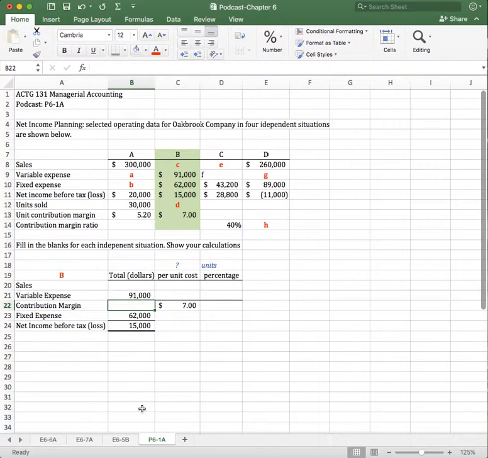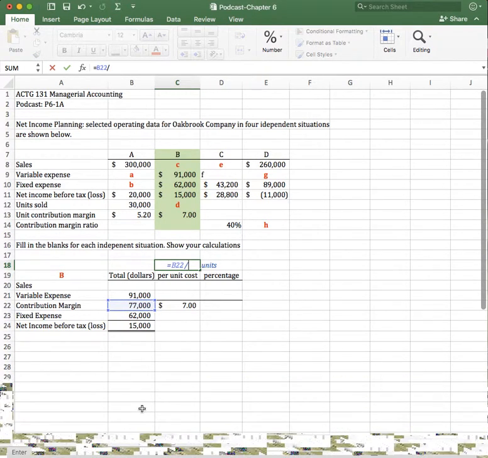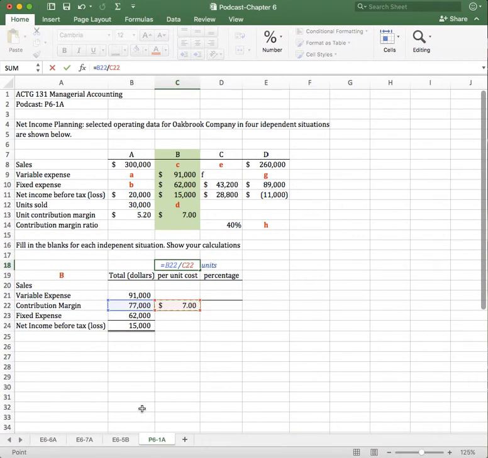Well, first, let's start with the contribution margin. So the contribution margin is the fixed expense plus the target profit or net income before tax. So that gives us a total of $77,000. From here, we can now calculate the number of units. So number of units equals the $77,000 divided by the $7 per unit for contribution margin. So we're working with 11,000 units.